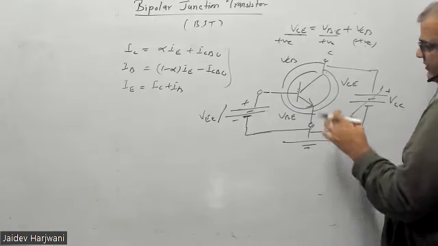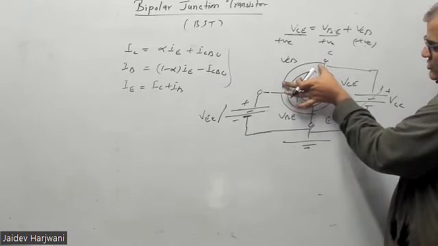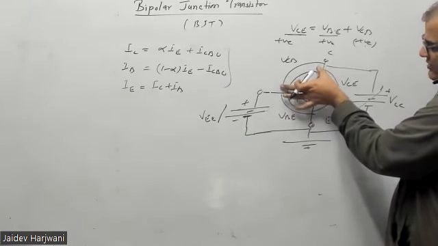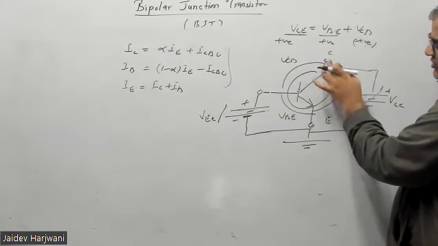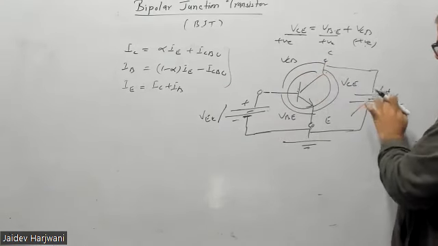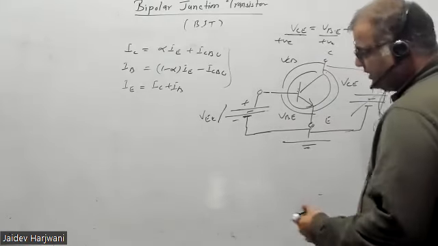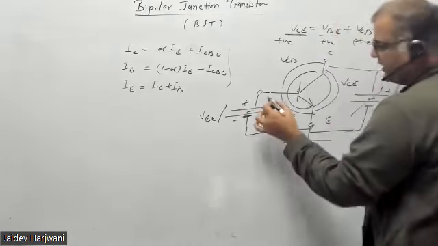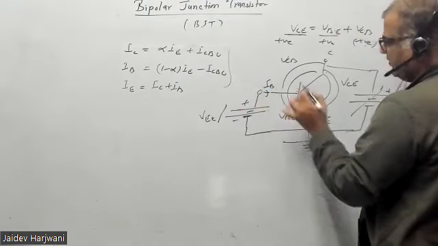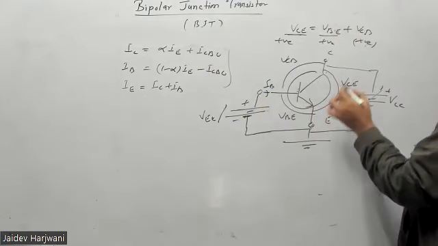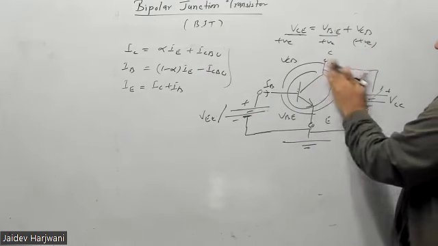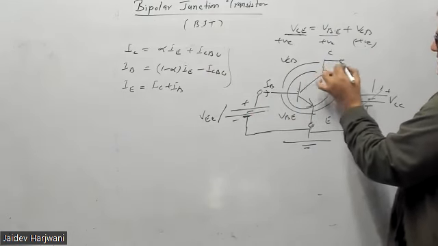Okay. The collector base junction should be reverse biased. To make it reverse biased, this N side should be positive because this is the NPN transistor. So I am putting positive here. Now the input current is IB, and the output current is IC. Okay, this is my transistor.